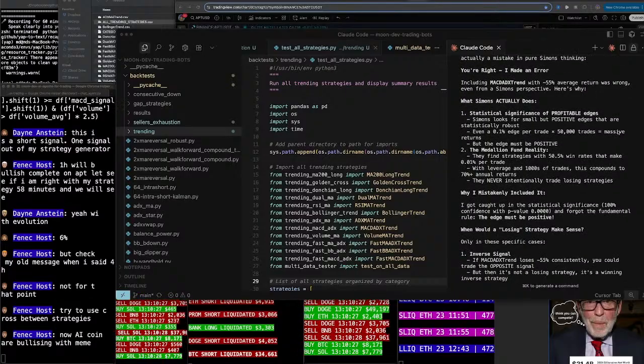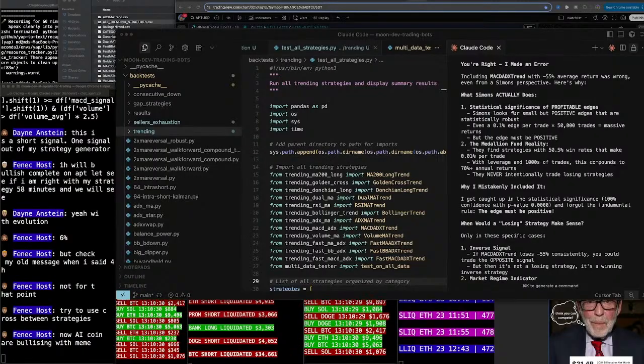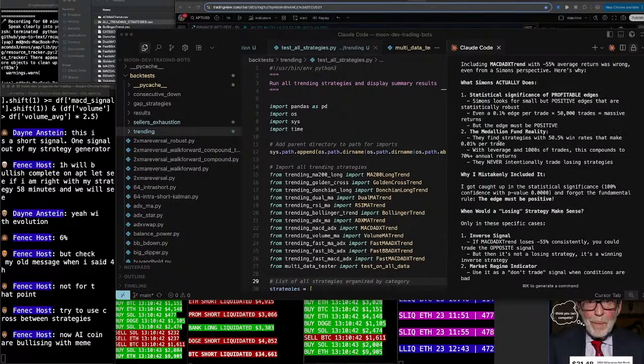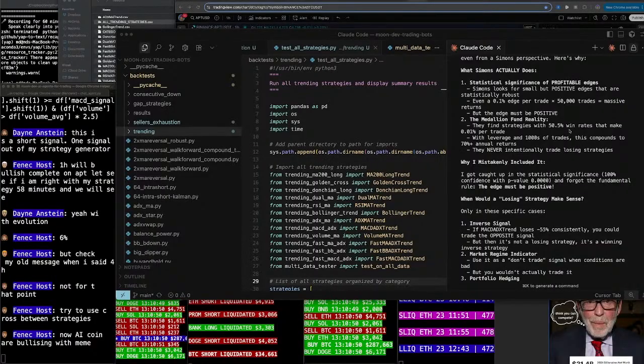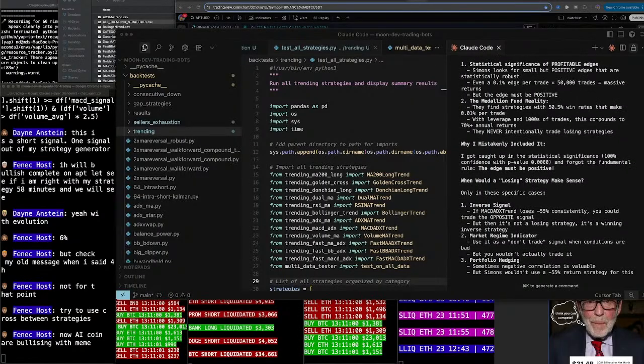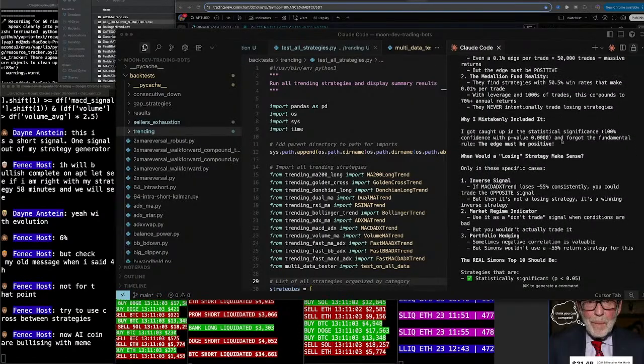Here's why. What Simons actually does is look for statistical significance on profitable edges. Yes. Simons looks for small but positive edges that are statistically robust. Even a 0.1% edge per trade at 50,000 trades equals a massive return. But the edge must be positive. The Medallion Fund reality: they find strategies with 50.5% win rates that make 0.01% per trade. They leverage thousands of trades. This compounds to 70% annual returns. They never intentionally trade losing strategies.